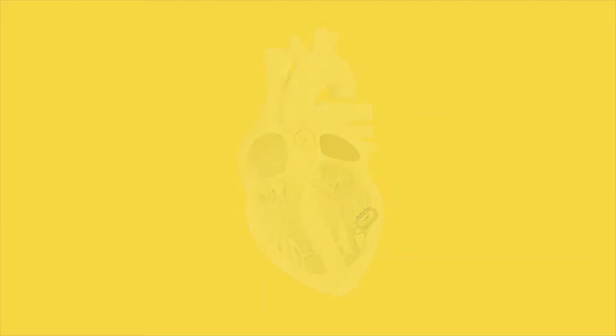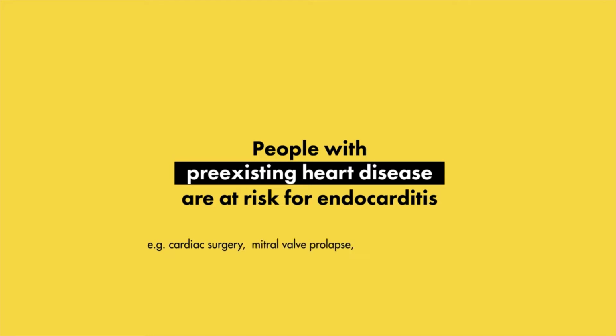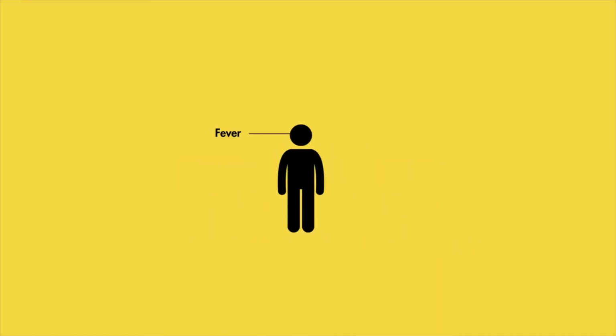Some people at risk for infection are those who have pre-existing heart disease, such as in people with extensive cardiac surgery, people with a history of mitral valve prolapse, or in people with congenital heart diseases. People will present commonly with fever. They may have a new murmur, and even cutaneous manifestations on the skin of their hands and feet.